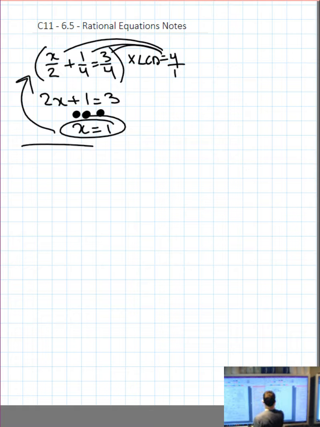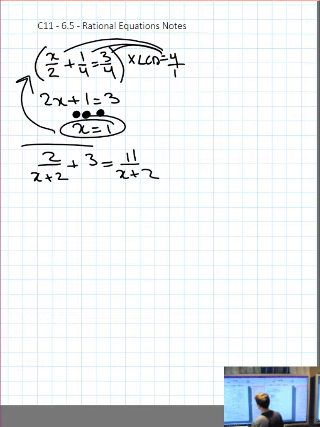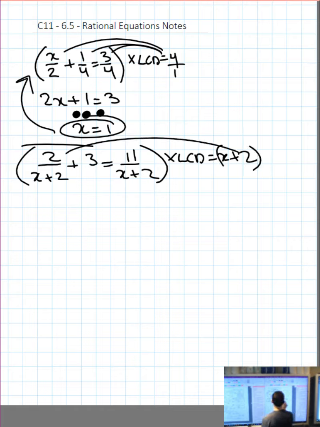Okay, the next question. 2 over x plus 2 plus 3 equals 11 over x plus 2. So what's the lowest common denominator? It's x plus 2. So brackets around the equation, times LCD equals x plus 2. When we distribute it backwards, when we times the first fraction by the LCD, remember, when we work through multiplication, we want to think what cancels, what are we left with? So in red, I'm going to write the calculation. We're doing 2 over x plus 2 times the LCD x plus 2.